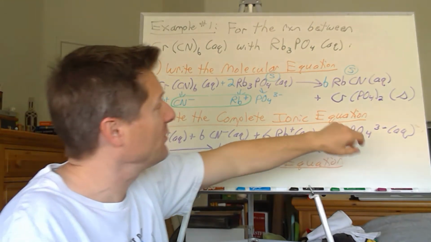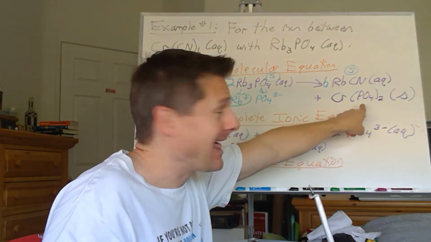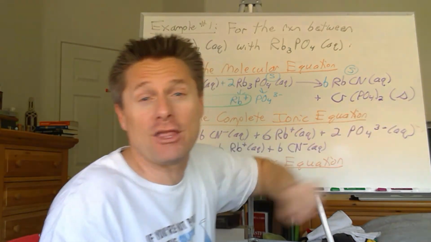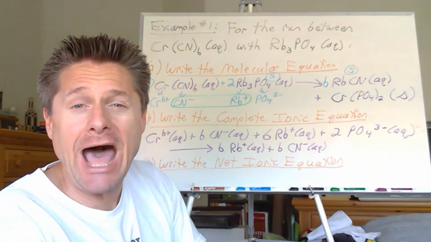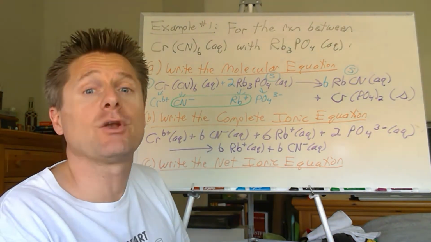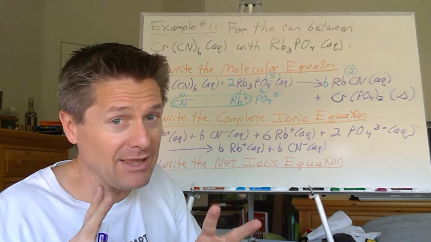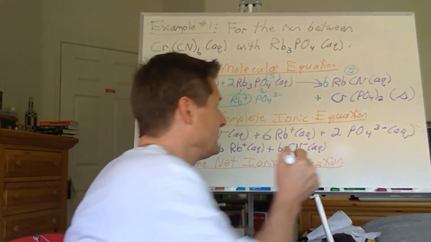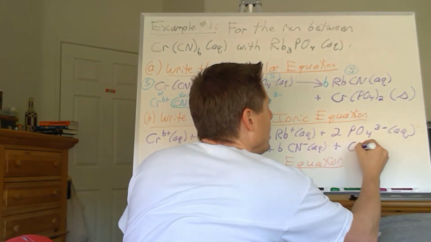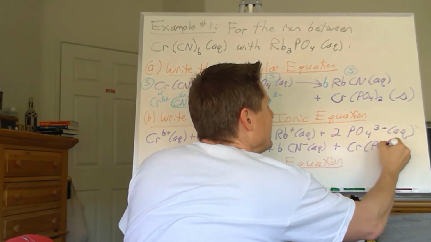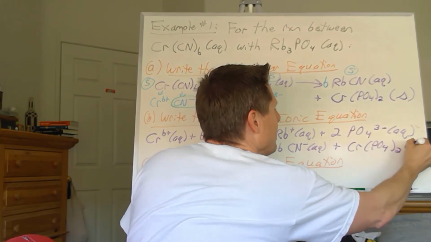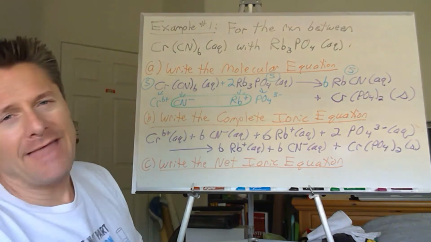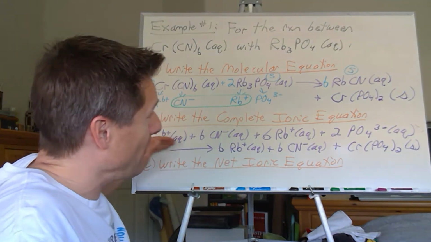Let's look at product number 2, chromium 6 phosphate. That is an ionic compound that is insoluble. That is categorized as a non-electrolyte. So we're going to write that as a molecule. Even though it's not a molecule, we're going to write it as if it was, so that we don't split. Keep it exactly the same. That is your complete ionic equation. That is how they really exist.